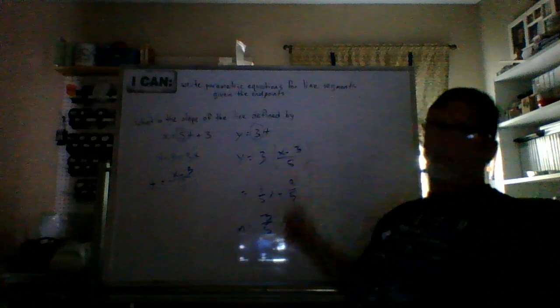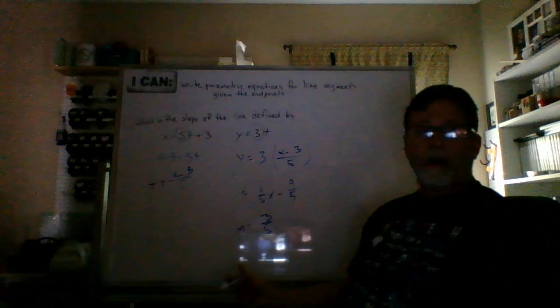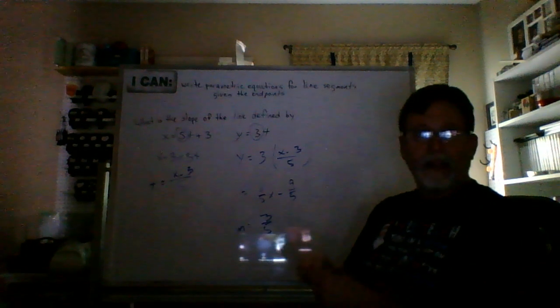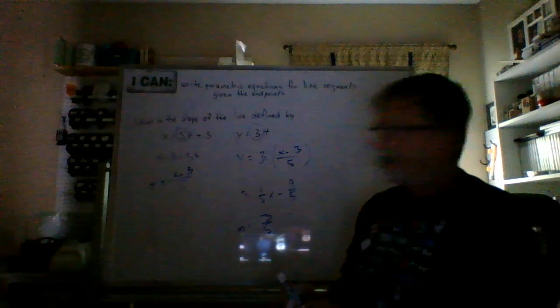The slope is the coefficient of the linear term in y divided by the coefficient of the linear term in x. Let's just double check that to make sure.